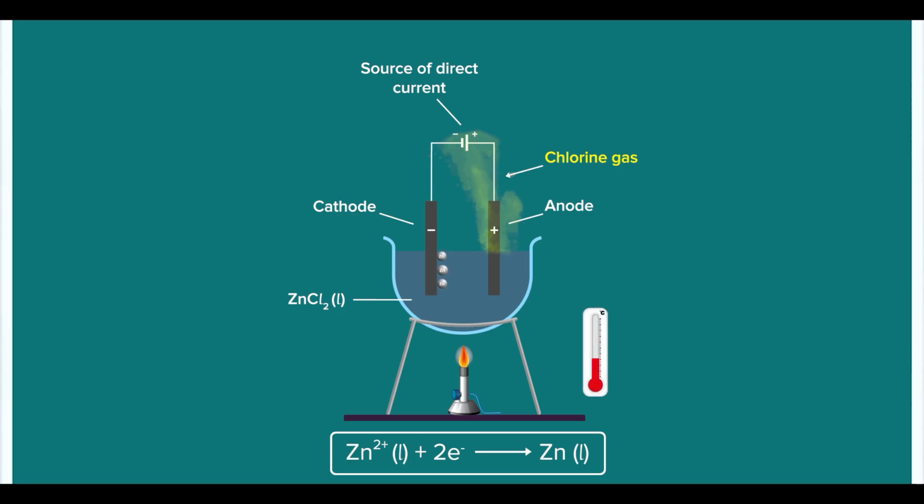Since the temperature of the electrolyte is high because of the heat used to melt zinc 2 chloride, the zinc formed settles at the bottom of the crucible in its molten form.